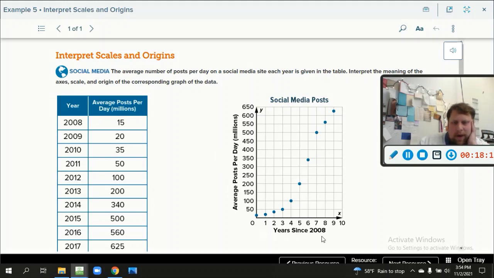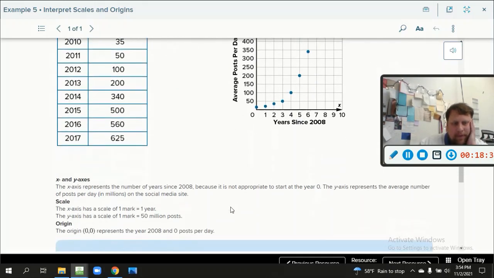So the origin represents the year 2008 and 0 posts per day. But in 2008, they didn't have 0 posts per day. That's why we're up here just a little bit, because there's about 15 million average posts per day. Dang, that's crazy sauce, man.